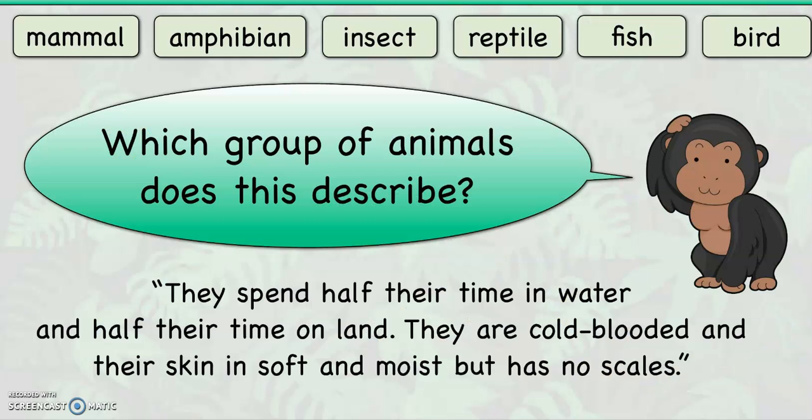For our next question, which group of animals does this describe? They spend half their time in water and half their time on land. They are cold-blooded and their skin is soft and moist but has no scales. Is it a mammal? Is it an amphibian? Is it an insect? Is it a reptile? Is it a fish? Or is it a bird?